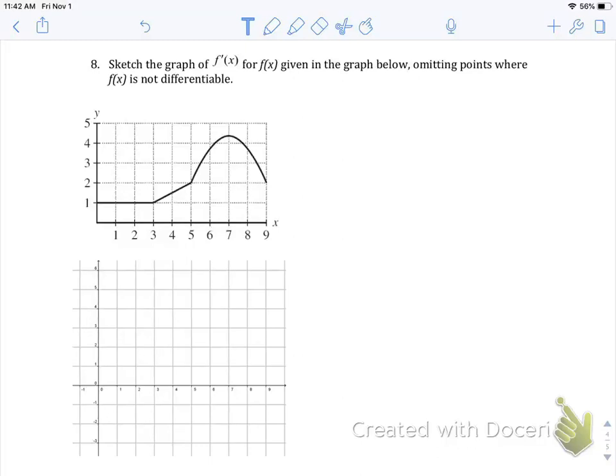Here's page 3, number 8. Sorry, I cut off on that previous one there, but it asks, given this graph of f of x, that you are to sketch, omitting points where f of x is not differentiable. I'll show you how that works.